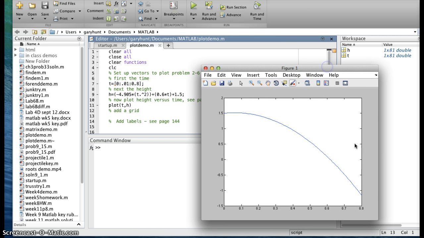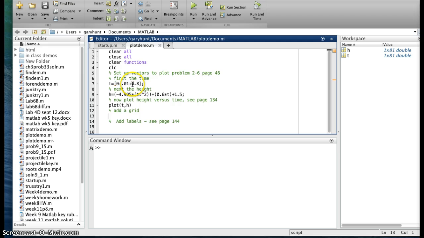There we go. There's our diagram. I can see we start up here and it goes down. There, that kind of looks like what I expect it to look like. So I'm happy. It's calculating things correctly and plotting.